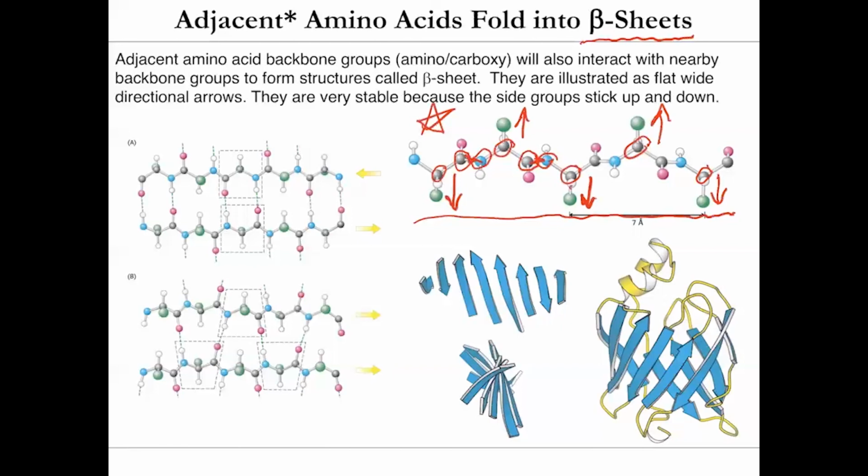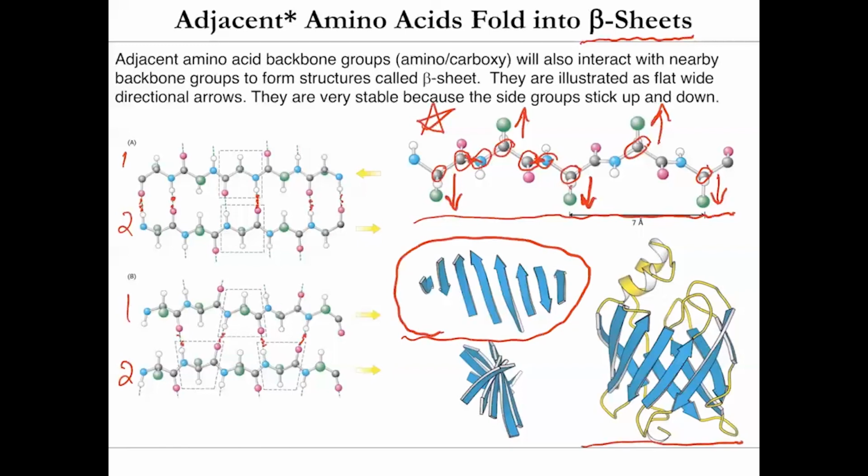Now, the backbones of these beta strands can actually interact with each other, and that makes what's called a beta sheet. It can happen in 2 different ways. There's a beta sheet right here, and a beta sheet right here. These are both 2 beta strands. So 1, 2 beta strands, 1, 2 beta strands. They can interact and hydrogen bond with each other to form what are called beta sheets. These are secondary structures that will also be found often in proteins.